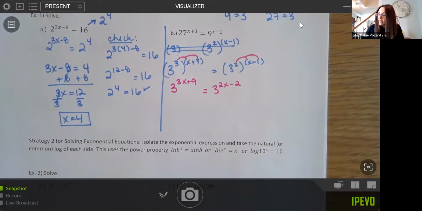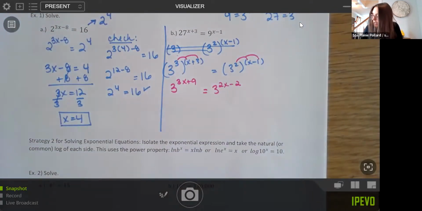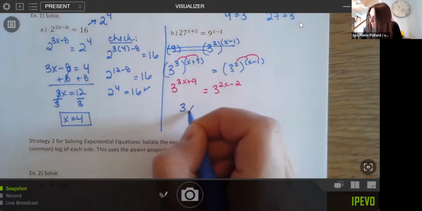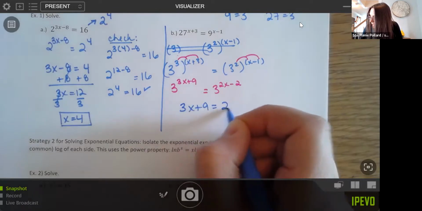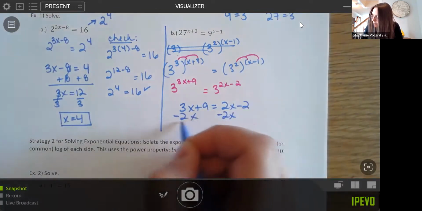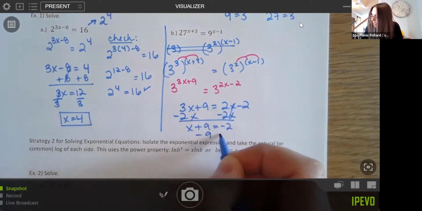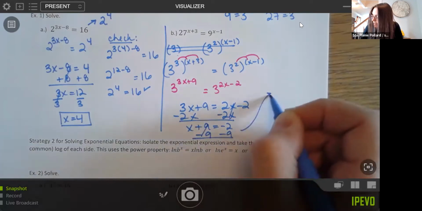Now I see I have the same base equal to each other, so I can set those two exponents equal and solve. I have 3x plus 9 equals 2x minus 2. Subtract 2x from both sides. Then I subtract 9 from both sides, and I end up with x equals negative 11.